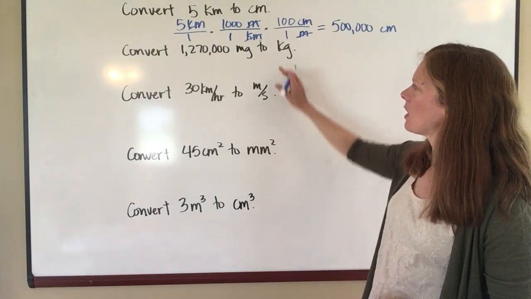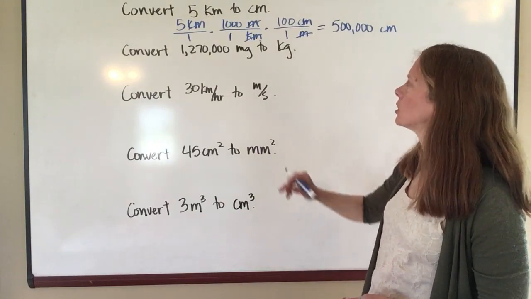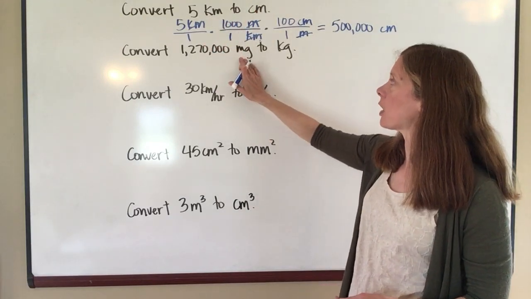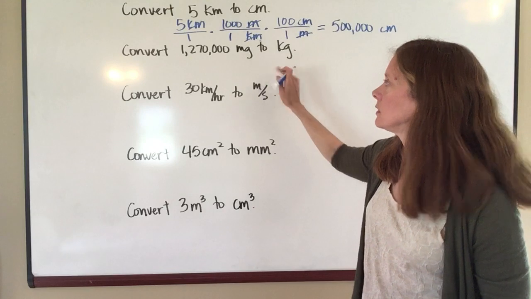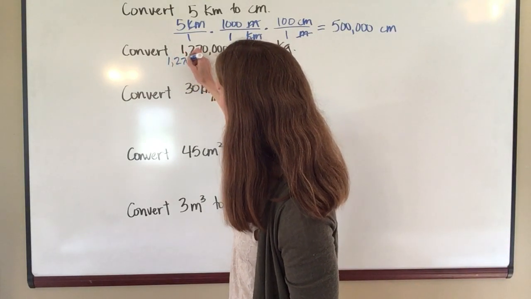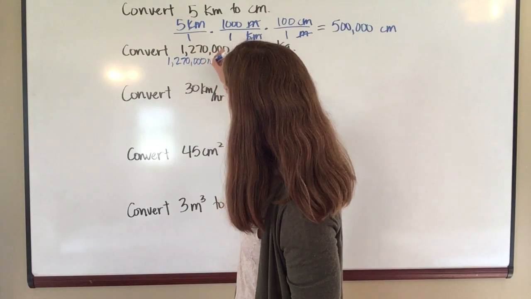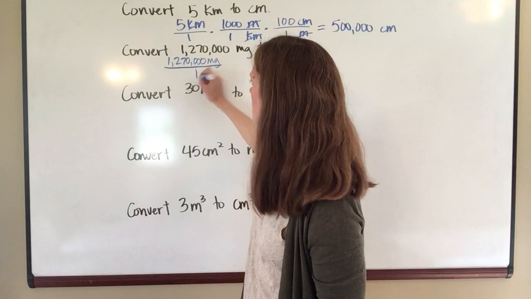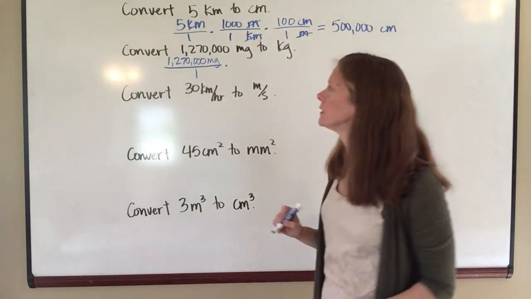Okay, what happens if we go the other direction? Here I went from a large unit to a small unit. Now I'm going to go from a small unit to a large one. So I'm going to start with 1,270,000 milligrams and put it over what? Over 1. Yep. I'm going to put it over 1.